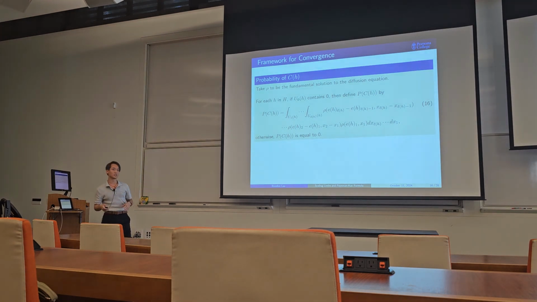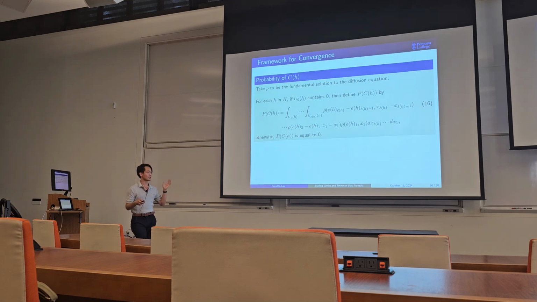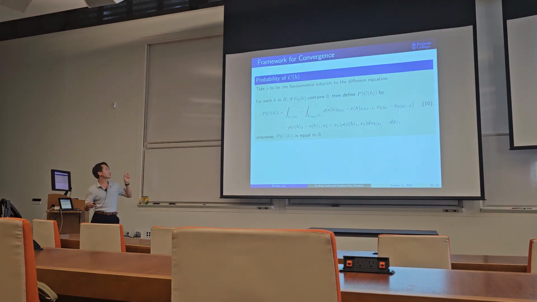First off, we're going to consider the probability of C of h. So we're going to take rho to be the fundamental solution to the difference equation. Then for each history h in big H, if u naught of h contains 0, we're going to divide p of c of h by the following integral. This essentially takes a small time and a space, and gets the probability of each individual increment, and the collective of these gives us the probability of c of h. Otherwise, the probability of c of h is going to be equal to 0.